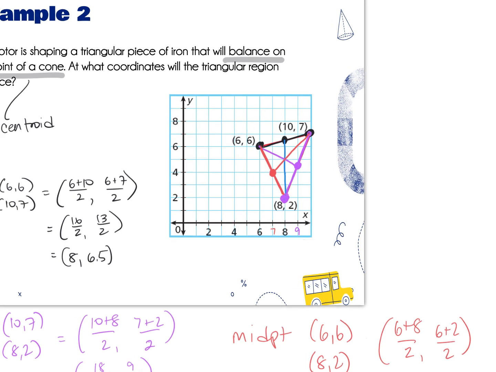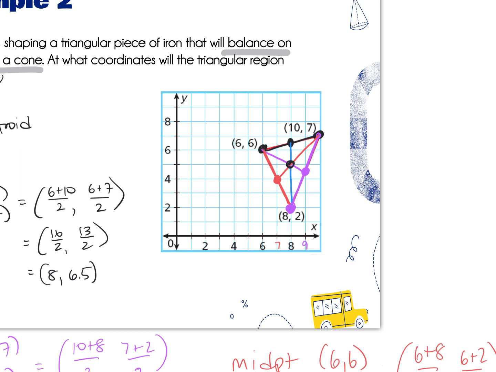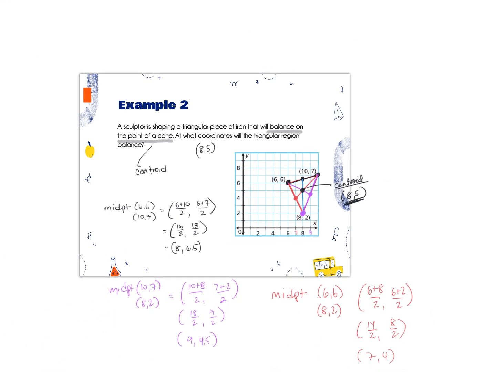So now that I drew my 3 medians, notice my 3 different colors from my 3 sides to my vertices, I notice that I have a point of concurrency right here. That is my centroid, and that is my point of balance, and that is located at the ordered pair of 8, and then 1, 2, 3, 4, 5. And so that is where I would need to balance that triangle on that piece of whatever, on the cone or whatever. So again, that's what we're doing. So that is my centroid. That is the ordered pair that they wanted.